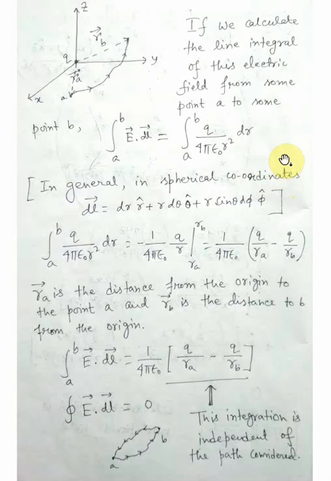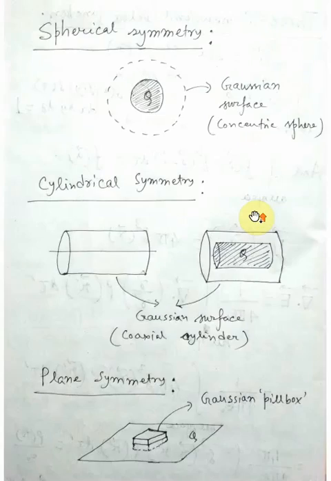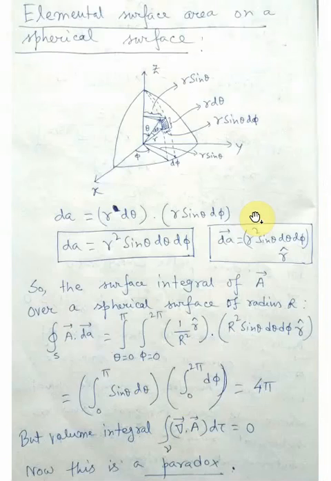Now in general, in spherical coordinates, dl can be written as dr r cap, plus r d theta theta cap, plus r sin theta d phi phi cap. This can be understood from this picture. So let's go back to the picture. Here this is r d theta, and this is r sin theta d phi, and that is dr, which is along the radial vector. So r d theta is along theta cap, and r sin theta d phi is along phi cap.